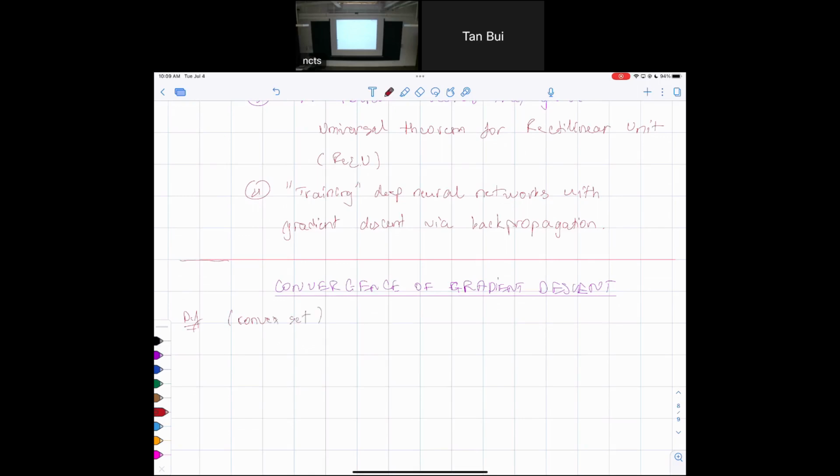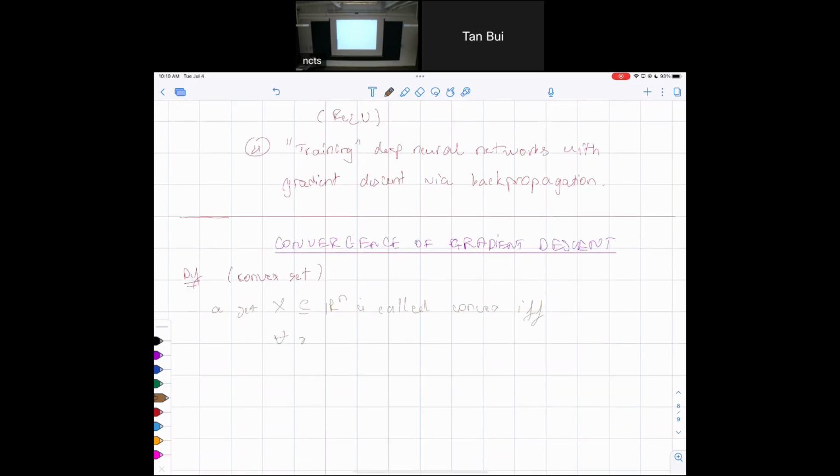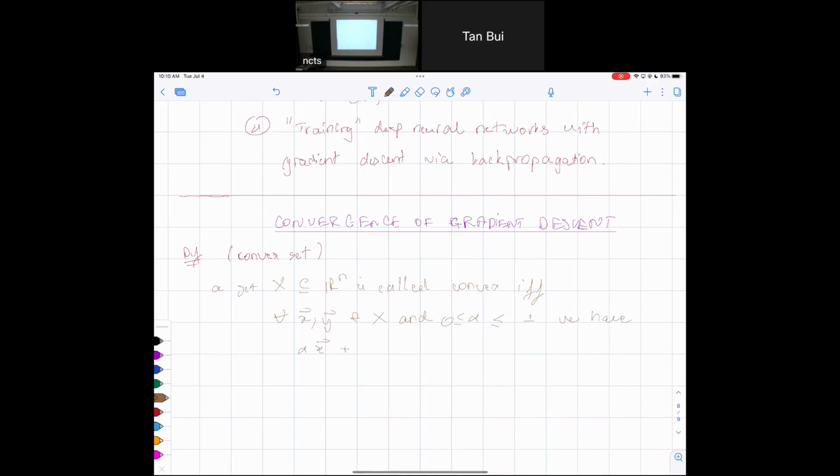Just start from the simplest thing first. A set X, a subset of R^n, is called convex if and only if for all x and y in X, and any number alpha between 0 and 1, we have the following: alpha x plus (1 minus alpha) y also belongs to X.